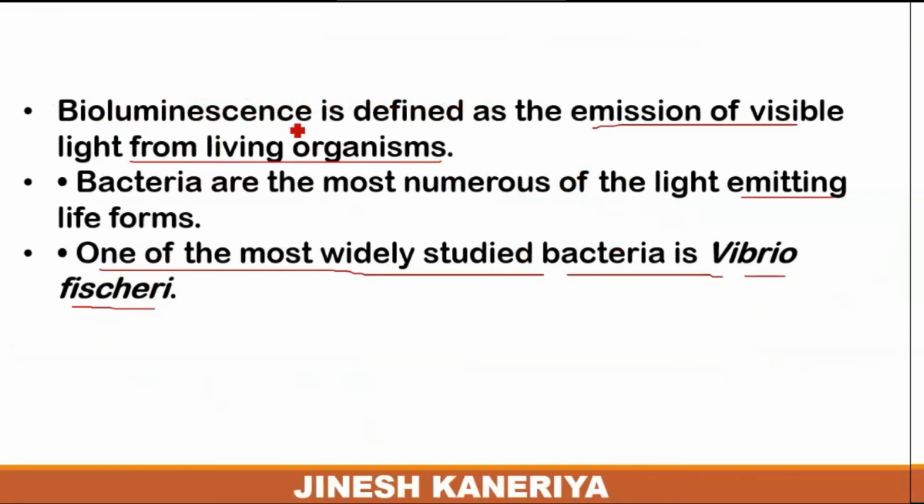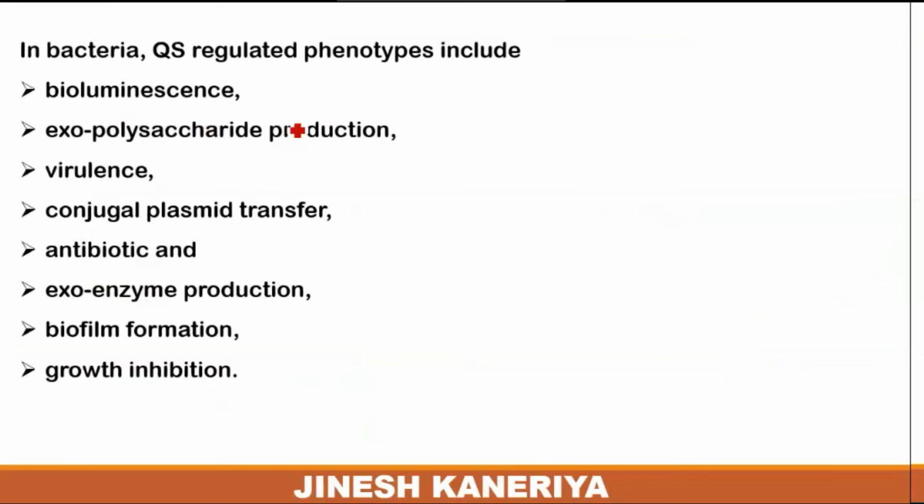Okay, so what is the importance of this quorum sensing mechanism? One is bioluminescence, the production of light in bacteria. Exopolysaccharide production is also part of quorum sensing. Virulence is also part of quorum sensing; virulence means a poisonous condition to other animals. Then conjugation or plasmid transfer mechanism, antibiotic production, exoenzyme production, and biofilm production.